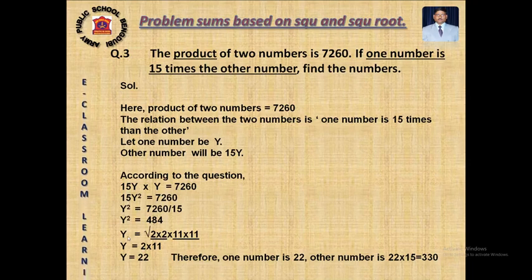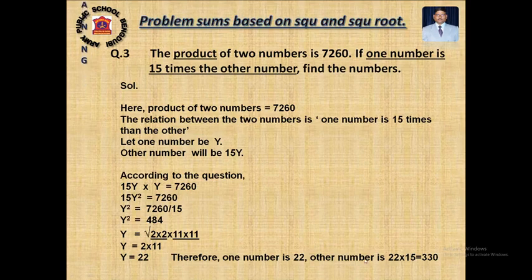What will be the y? Root over 484. When we factorize under the root, I'm getting 2, 2 and 11, 11. Okay. So when the root sign is removed, I will be getting 1 2 and 1 11. That is 22. So y equals 22. What was y? It was the first number. What will be the second number?